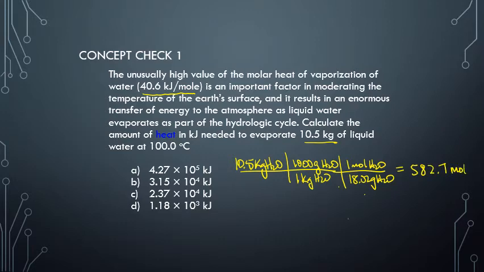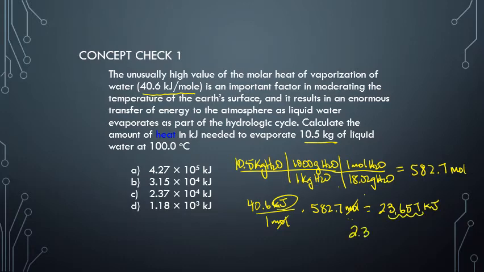And then I know here, from an energy calculation standpoint, I have 40.6 kilojoules for every 1 mole. So if I multiply that times the 582.7 moles, again, my moles cancel, and I'm left with kilojoules, and that gives me 23,657 kilojoules. So again, putting that into scientific notation, I can have 2.37 times 10 to the 4th kilojoules. So my correct answer would be C.